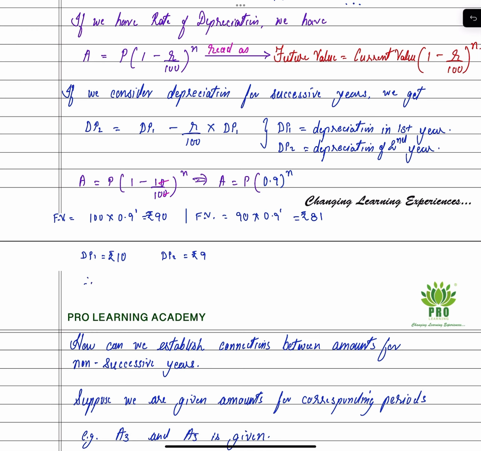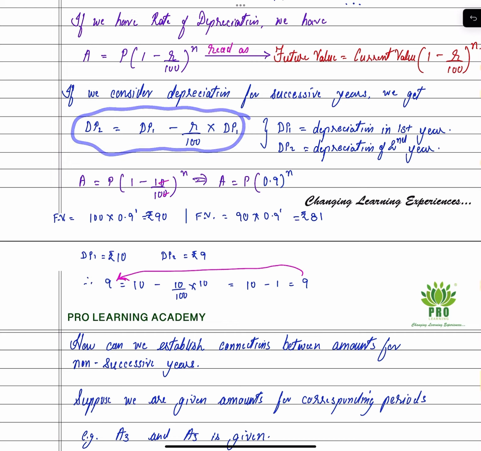Therefore my DP2, which is 9, is nothing but 10 minus 10% of 10. If I just look at the right hand side, it eventually becomes 10 minus 1, which is going to become 9, which is this particular value of ours. So yes, this particular formula also works great for us.